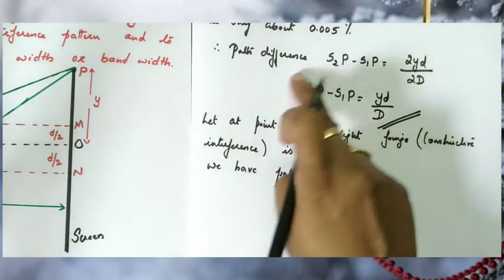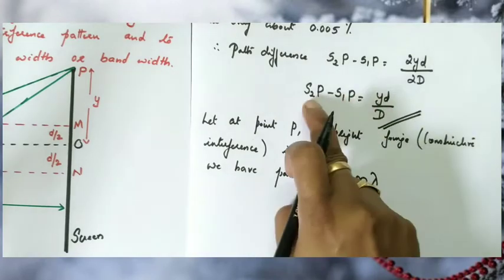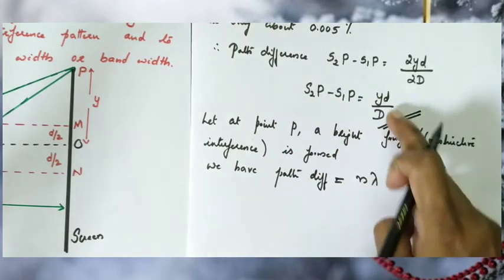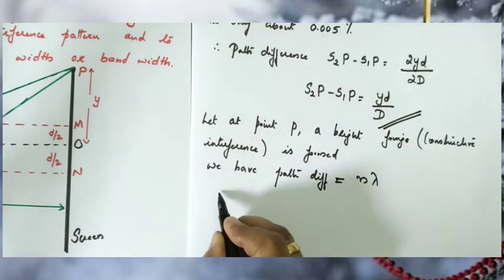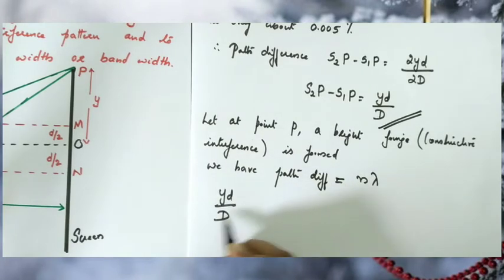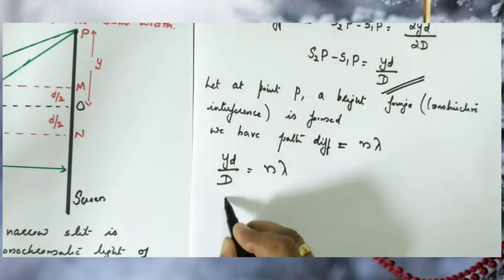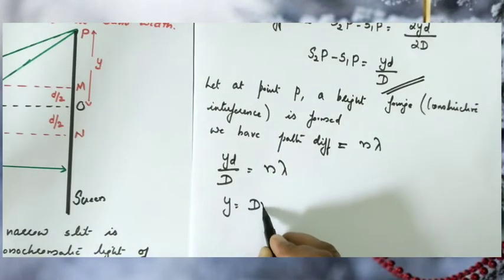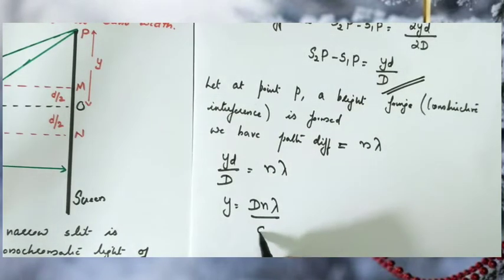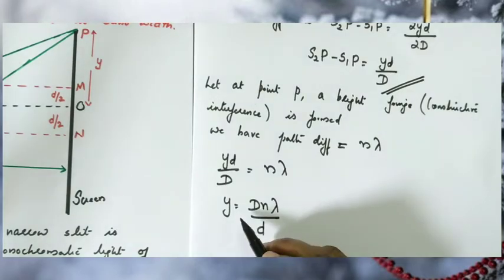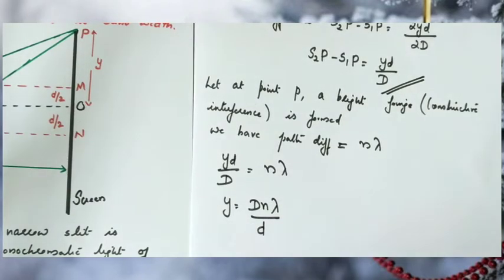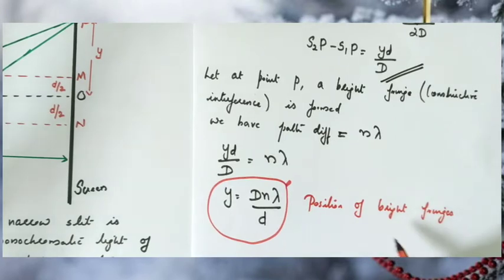Here we got the path difference from the experiment as S2P minus S1P equal to yd by D. We can equate these two. So yd by D equal to n lambda. So y can be written as D n lambda divided by small d. So this y represents the position of bright fringe. So position of bright fringes from the central region is y equal to D n lambda by small d.